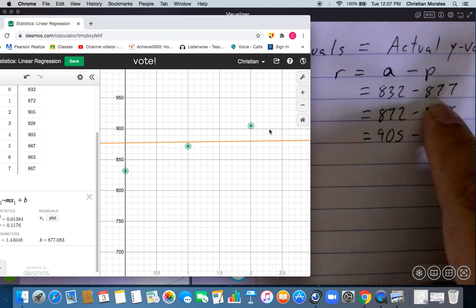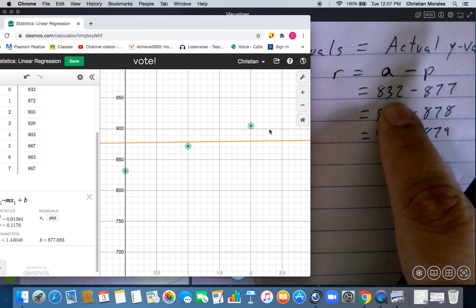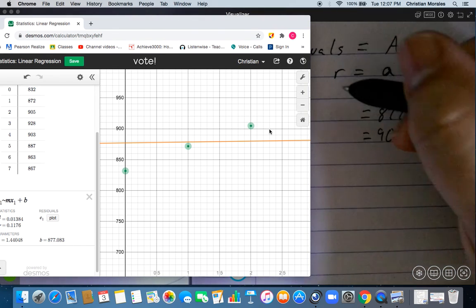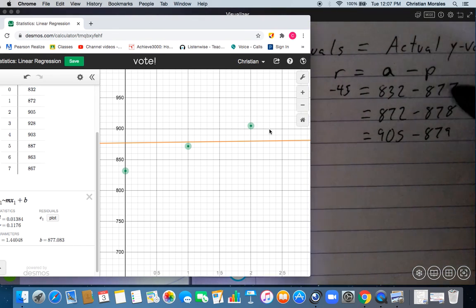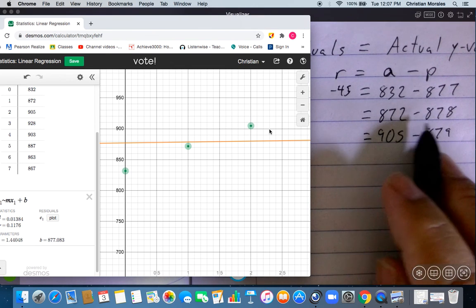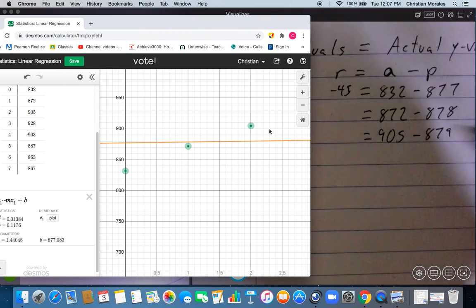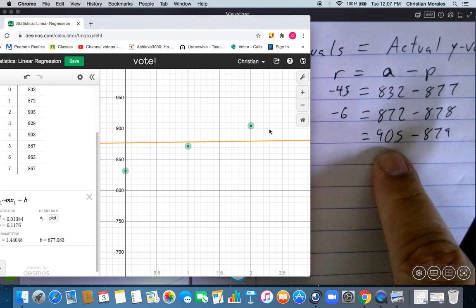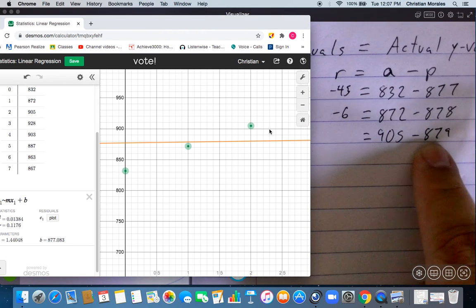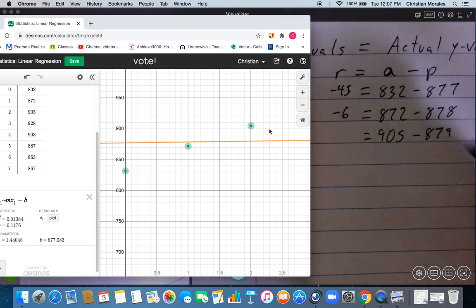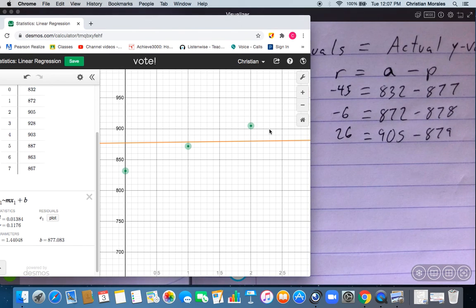So let me just do that real quickly. So for example, these two, this would be like negative 45. This one would be negative 6. This one would be, let's see, that's 21, 26. And you would do it for all your points to calculate the residuals.